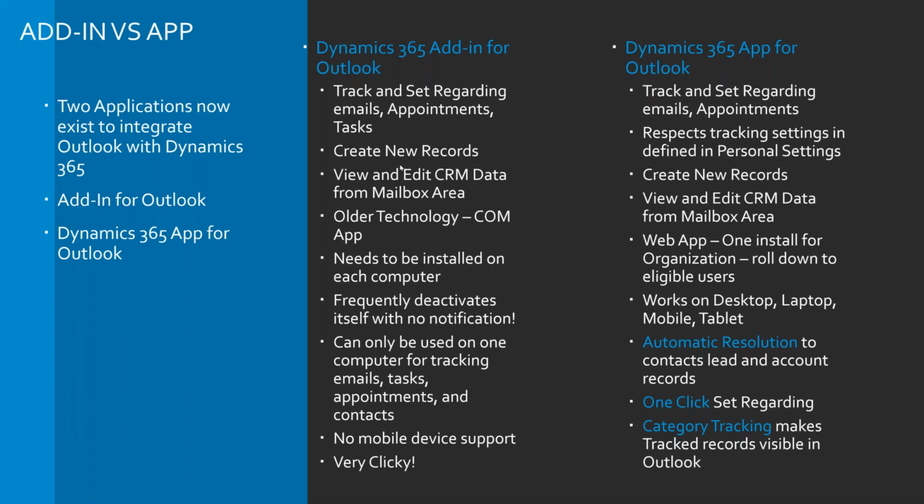So on my second column here, we talk about the features of the Dynamics 365 app for Outlook. With the Dynamics 365 app, you can track and set regarding emails and appointments. I should also say you can also track contacts from Outlook to Dynamics 365. One thing you can't do today is track tasks. I'm sure that will be coming in the next few months as Microsoft is continually improving this application.